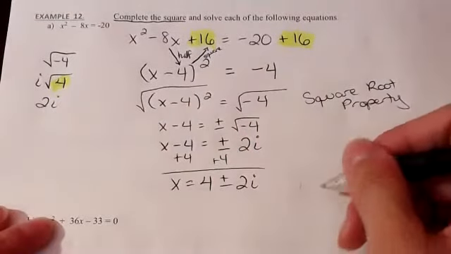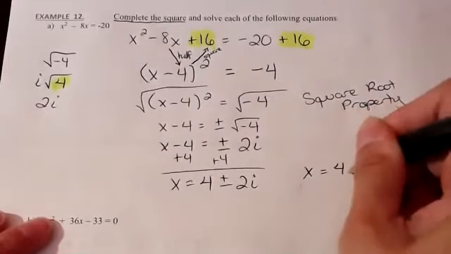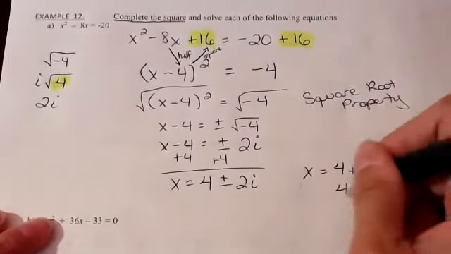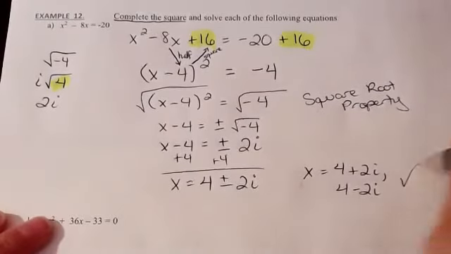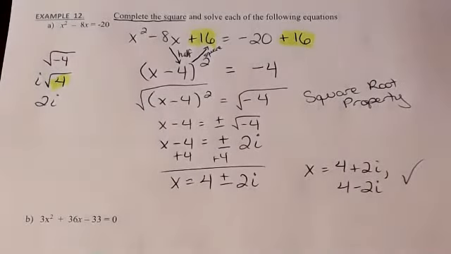Remember that that means that x is equal to 4 plus 2i and x is equal to 4 minus 2i. That's what that means, okay? So those are your solutions. 4 plus 2i, 4 minus 2i. That's how you would write out your answers. There are 2 of them.